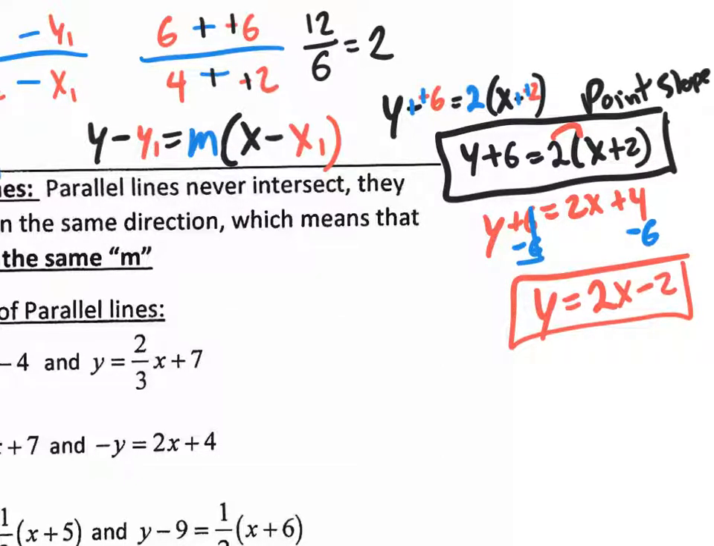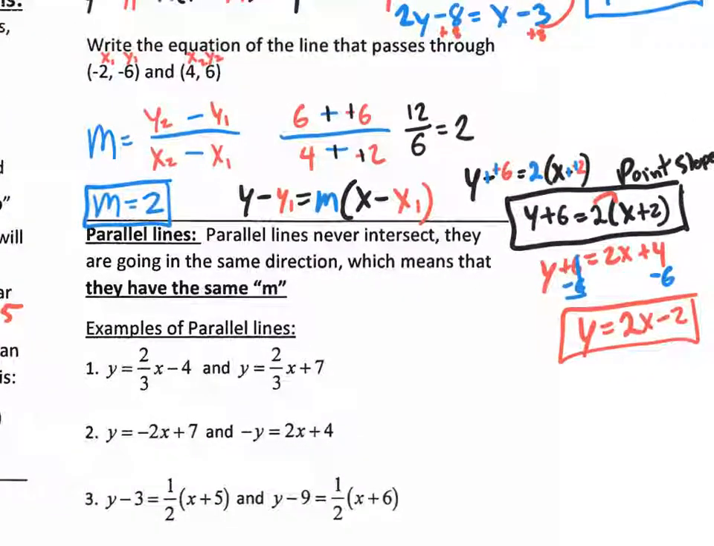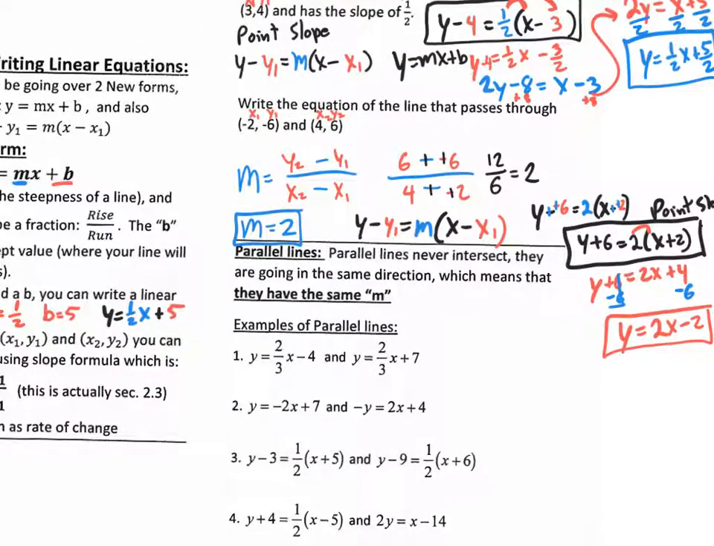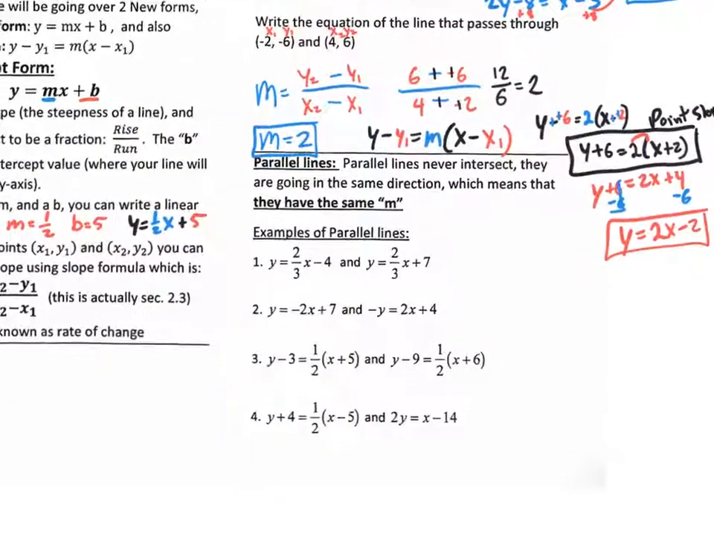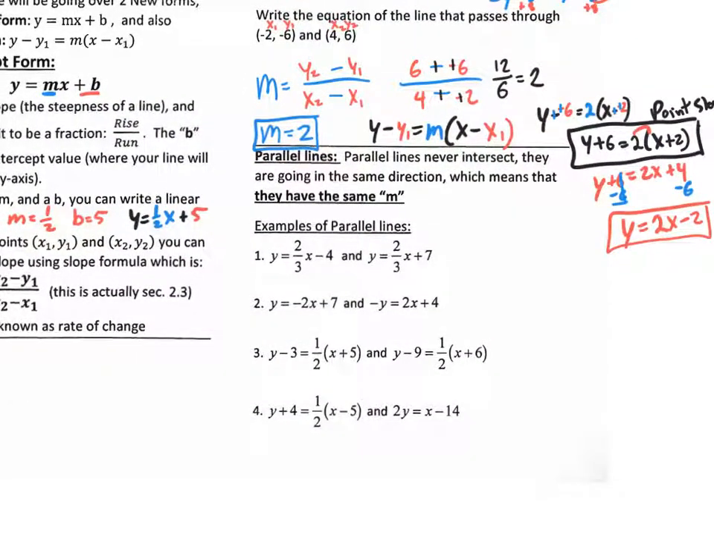I know it's a lot. Hopefully we're really good with y equals mx plus b, and the only thing we're actually learning is the point-slope form. So we're also going to move on to parallel lines and perpendicular lines, but we're going to do that in the next video.